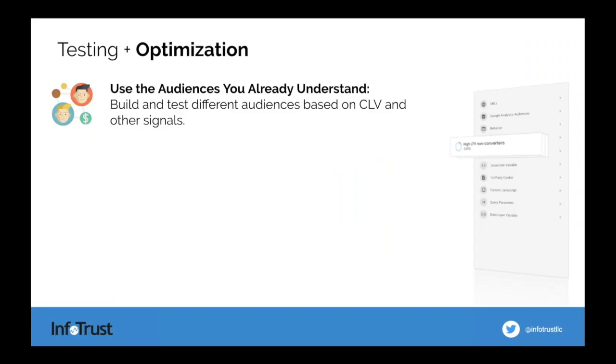I believe this is the last section on demonstrating ROI, but this one's on testing and optimization. So if you're using something like Google Optimize 360, which is Google's testing and optimization tool, you can actually build and test different audiences based on things like customer lifetime value and other signals. So purchase intent, purchase behavior, and things like that. So being able to tie this Google Analytics 360 data into some type of testing and optimization process is extremely important and extremely helpful in selling this in the organization.